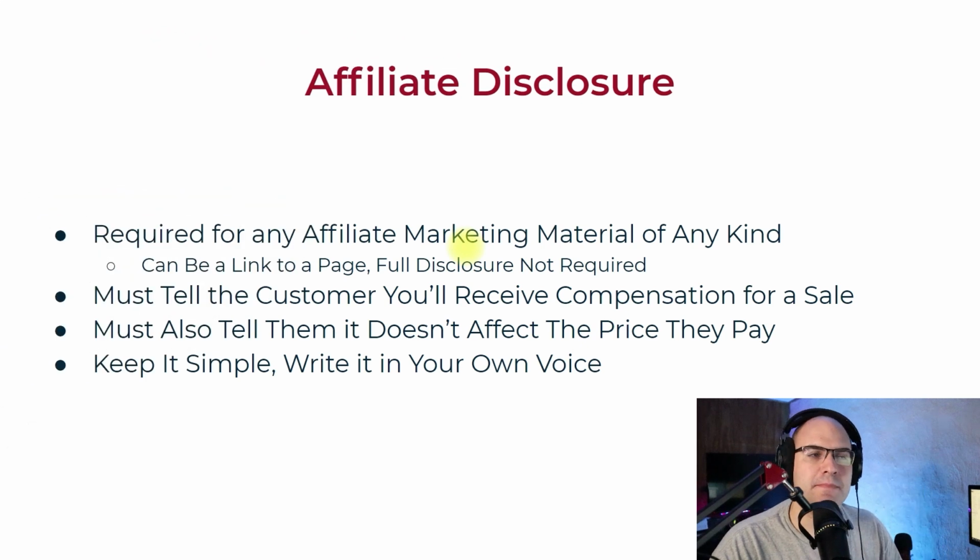The next compliance page that you need is an affiliate disclosure. This is required if you're going to be doing affiliate marketing of any kind. People need to know that you're getting compensated when they click your link. Now, this doesn't have to be a fancy page. It just has to say something pretty much to the effect that you'll receive compensation if they choose to purchase, but you also need to tell them that it doesn't affect the price that they pay. They're going to pay the same price for the product whether you're getting a commission or not. Keep it simple, write it in your own voice. I'll show you an example later on in the video.